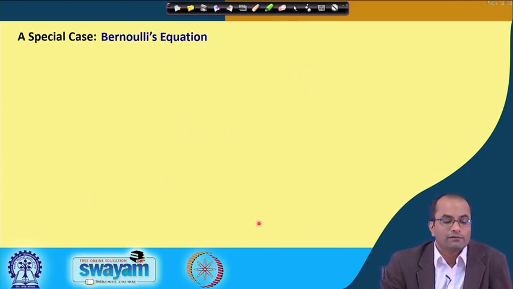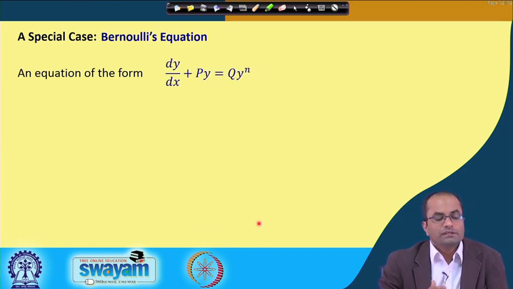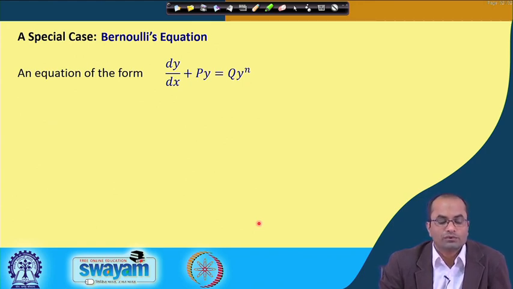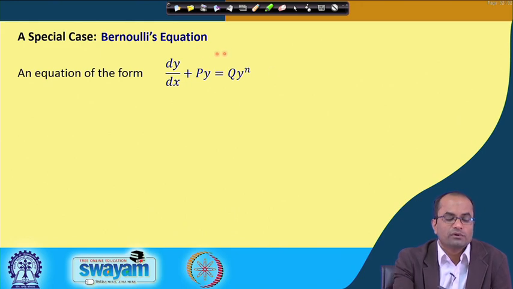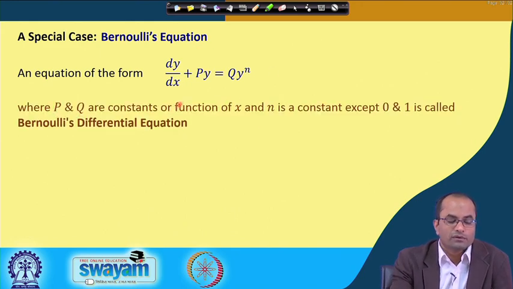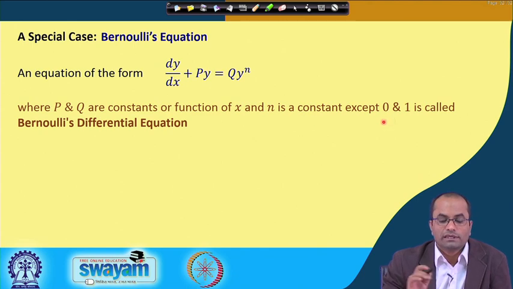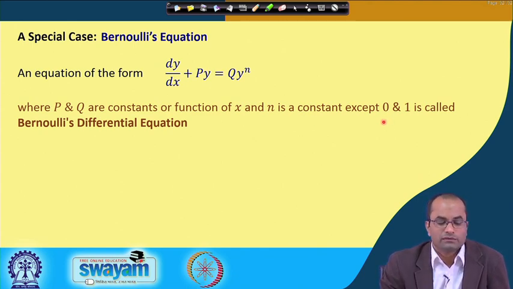As a special case, we have the Bernoulli equation, an equation of the form dy over dx plus p y is equal to q y power n. Such a form of the equation is called the Bernoulli equation, where p and q are constants or functions of x, and n is a constant except 0 and 1. So, it can take any value other than 0 and 1, and such an equation is called Bernoulli's differential equation. This is a special case of the idea we have discussed earlier, that it can be reduced to a linear differential equation by an appropriate substitution.